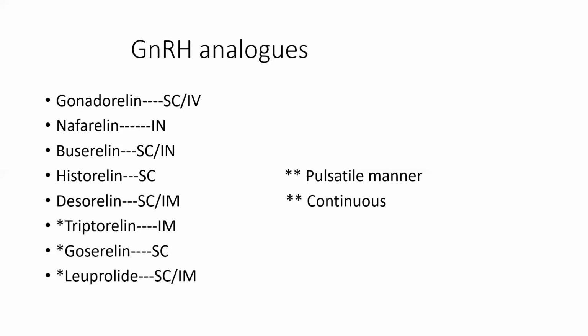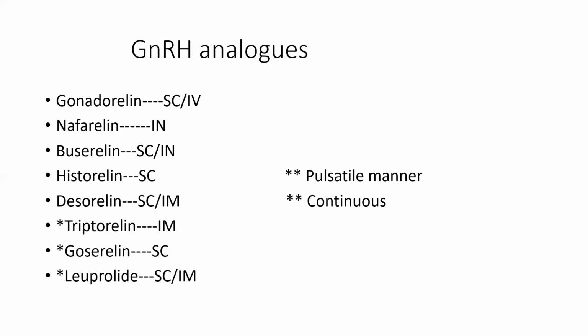Coming to gonadorelin, it undergoes rapid enzymatic degradation, so it has a very short half-life, only 4 minutes. And this is not preferred for therapeutic purposes, that is for ovulation induction. It is used for diagnostic purposes. The diagnostic purpose is to differentiate the origin of hypogonadotropic hypogonadism, whether it is a defect in the hypothalamus or a defect in the pituitary. For that purpose only, gonadorelin is used.